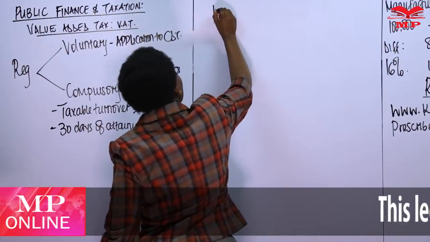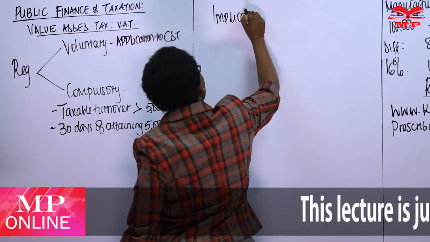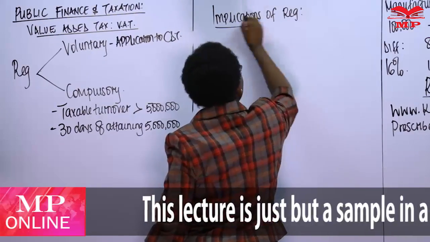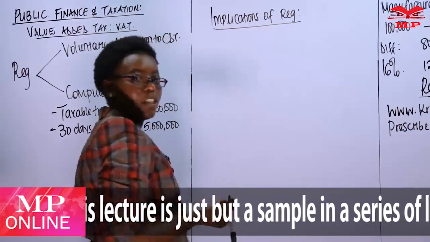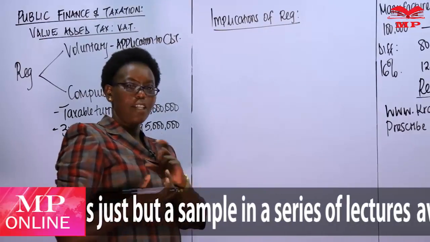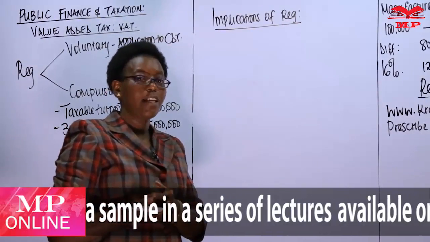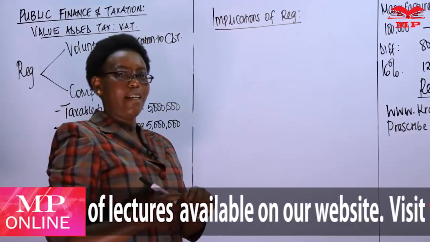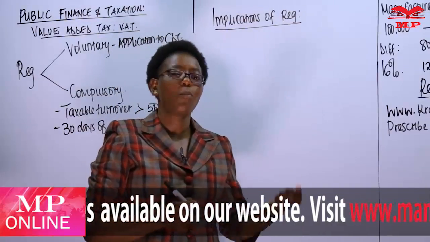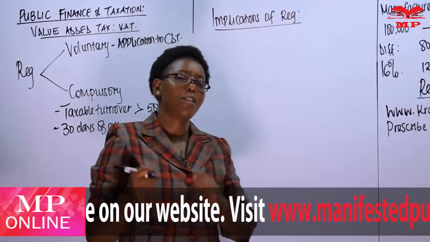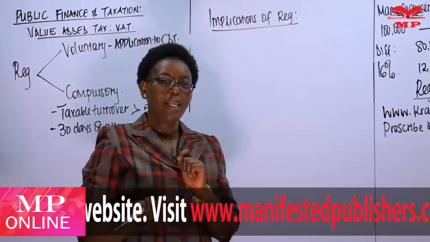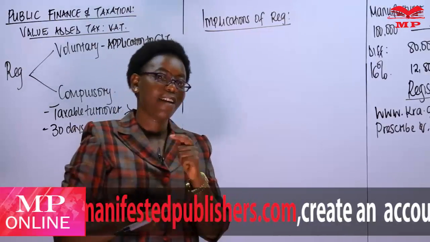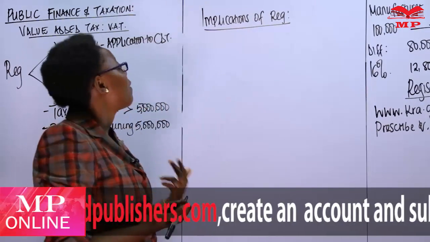So the implication of registration. The first implication is that the registration certificate appoints you as an agent of KRA. That means the government is appointing you as a tax agent who's able to collect tax on behalf of the government and remit the tax that you have collected. Meaning that if you collect VAT and you fail to pay, to remit it to KRA, then that is going to be an offense. So that is the first implication.